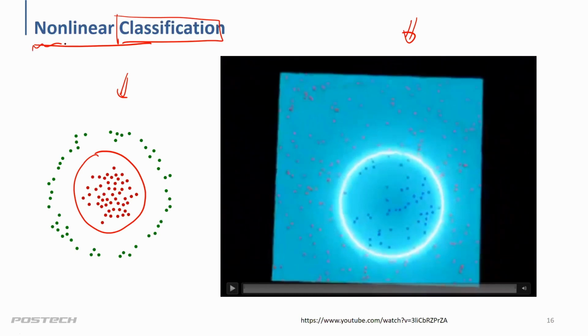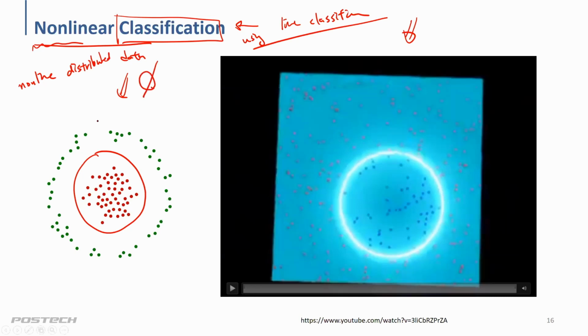So for nonlinear classification, I'm still using linear classification, but from a nonlinearly distributed data set, I'm going to use some kind of kernel functions to make it linearly separable in higher dimensions. Here, this I call kernels.